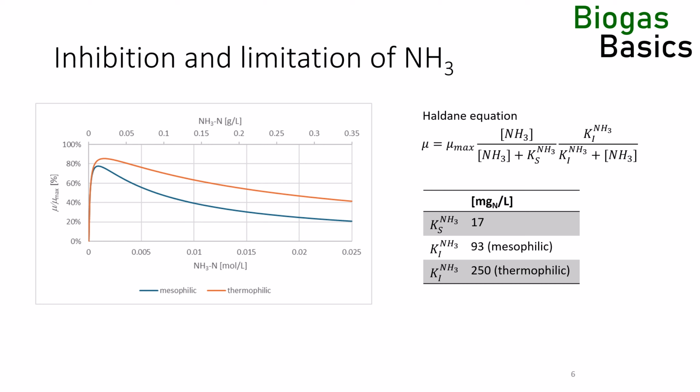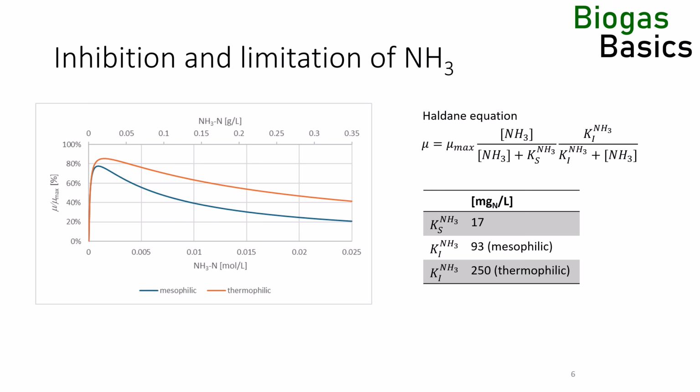The figure shows the relative growth rate of acetoclastic methanogens as a function of free ammonia-nitrogen for mesophilic and thermophilic microorganisms. Interestingly, the thermophilic methanogens are more tolerant towards free ammonia-nitrogen than mesophiles. They have a higher inhibition constant. That seems to contradict the common observation that thermophiles are more prone to nitrogen toxicity than mesophiles. The reason for this is the temperature dependence of the dissociation constant we discussed in the previous slide. So, some ammonia is good, but too much is bad for the methanogens.